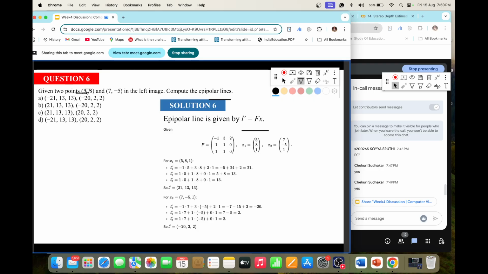So you are given X, 5, 8 and 7 comma minus 5. But this is in inhomogeneous coordinates. So just put 1 to convert into homogeneous coordinates, and then multiply it by the F matrix. F into X1 gives L1 dash, and F into X2 gives L2 dash. L1 dash is coming 21, 13, 13, and L2 dash is coming minus 20, minus 22, 2. So option B is your right answer.